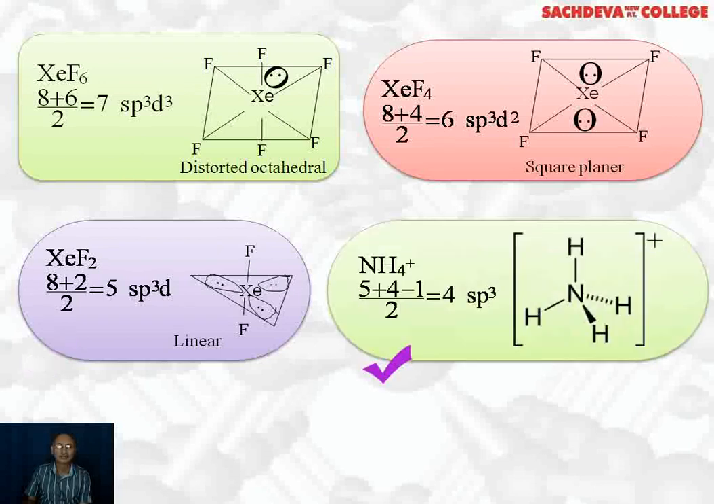Ammonium ion: valence electrons of nitrogen 5, surrounding atoms 4, plus charge means minus 1, so 8 divided by 2, that is 4. It has sp3 hybridization and tetrahedral shape. One of the bonds is a coordinate bond. Why is it a coordinate bond? Because nitrogen is donating a lone pair of electrons to the H positive ion.